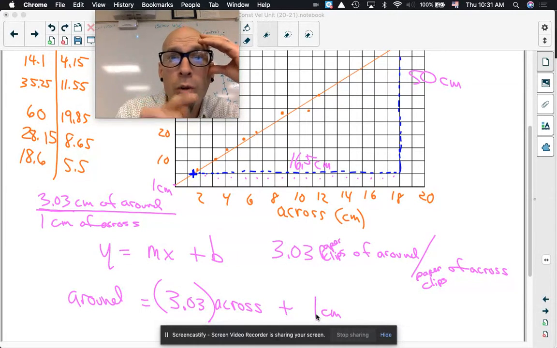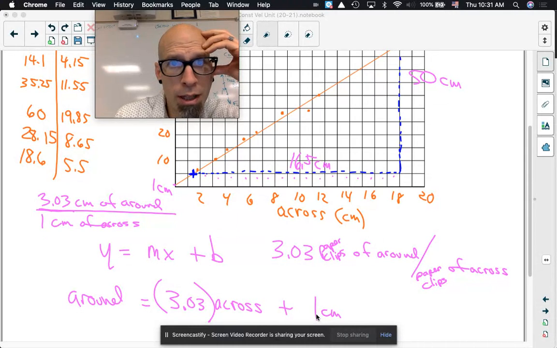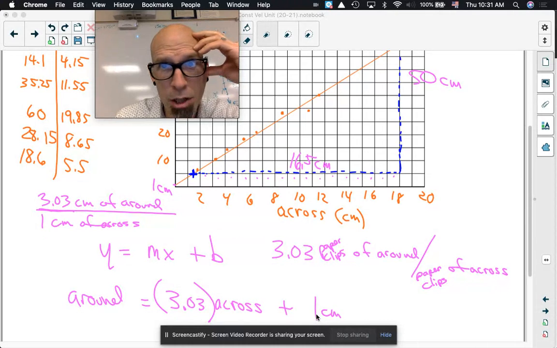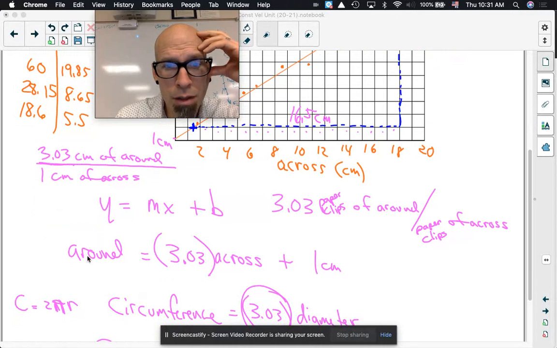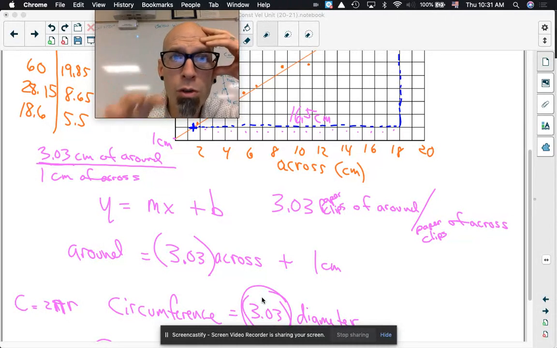Now, what is the official mathematical name for the around for a circle? I hope you're thinking the word circumference. And what is the official mathematical name for the across of a circle? Diameter, right? So if we replace the around with circumference and the across with diameter, and just forget about the y-intercept because we shouldn't have one, what do you think the 3 is representing here? The 3, the slopes that you found that were hopefully close to 3. If you didn't find a slope close to 3, then you may have goofed up somehow.